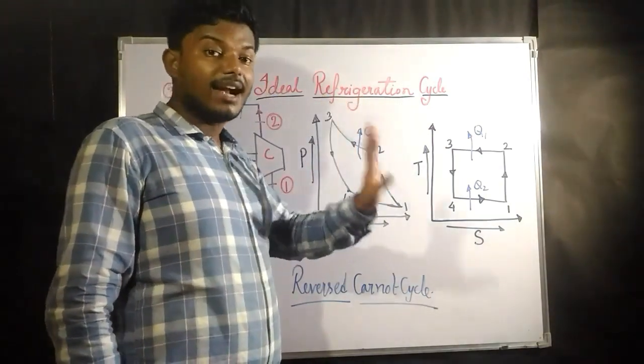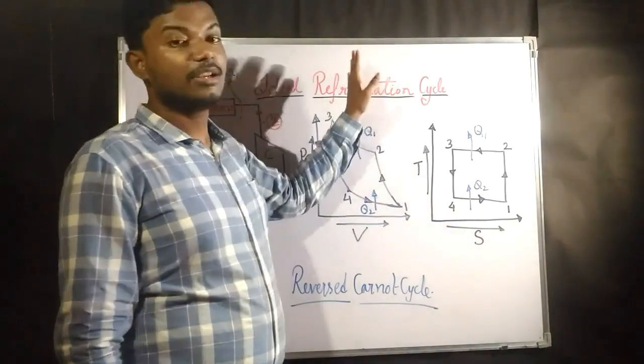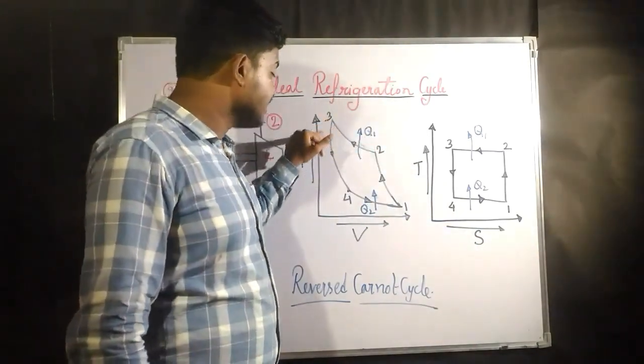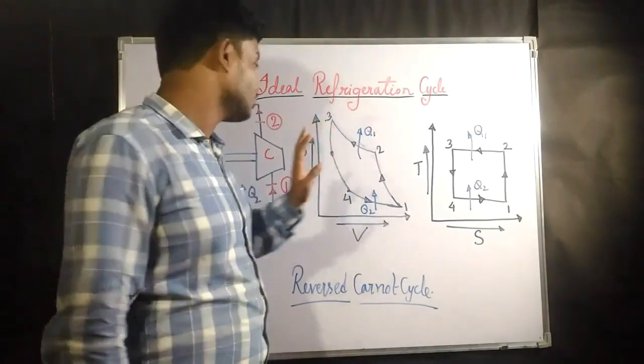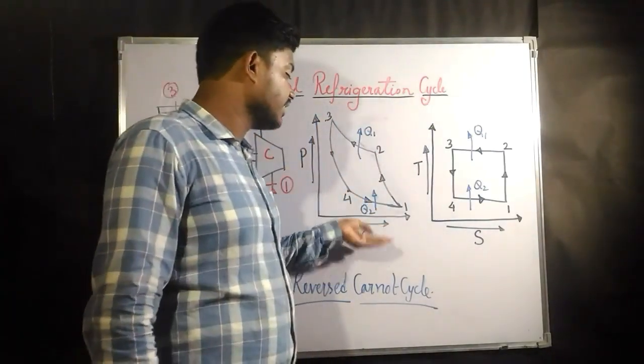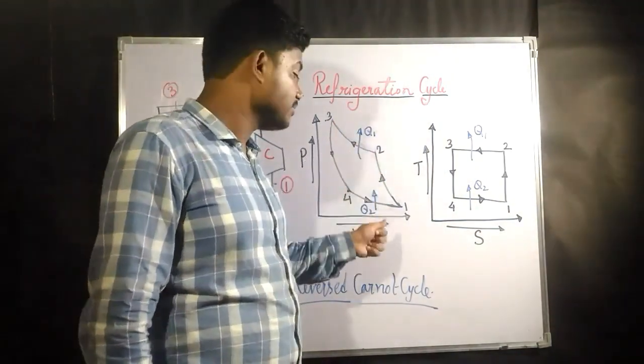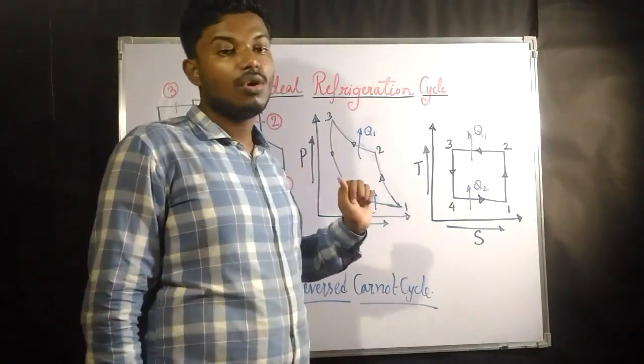In the Carnot cycle, the heat input process was isothermal. Now the heat rejection process would be isothermal. Again 3 to 4 would be expansion in the turbine. After that, it is going to take in heat, or you can say heat input to the system, now from 4 to 1.